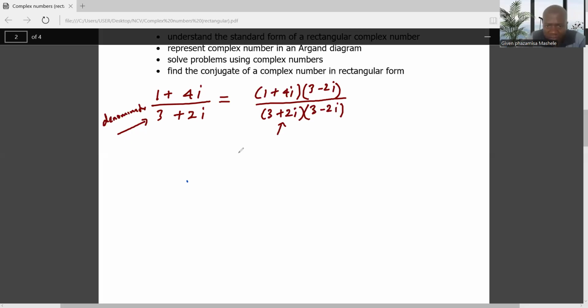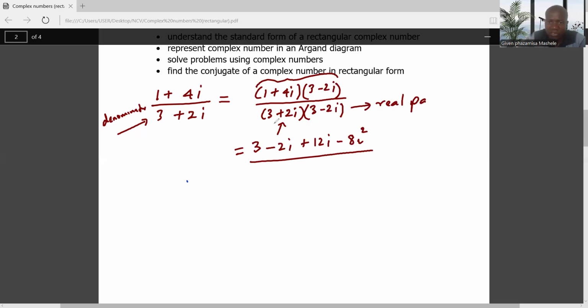So let's now simplify. This is just multiplication. Let's multiply. 1 multiplied by 3 is 3. 1 multiplied by negative 2i is negative 2i plus 12i, then minus 8i squared. Let's do the same at the denominator. Remember, this must always give us a real value only, the real part only. So let's do the multiplication. This will be 9 minus 6i plus 6i minus 4i squared.